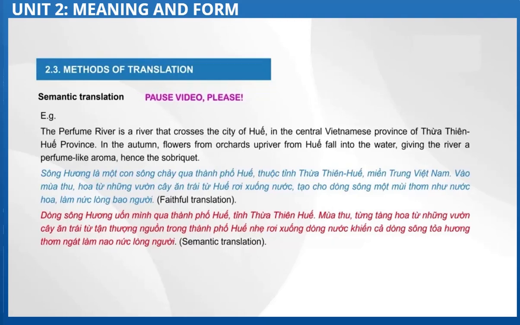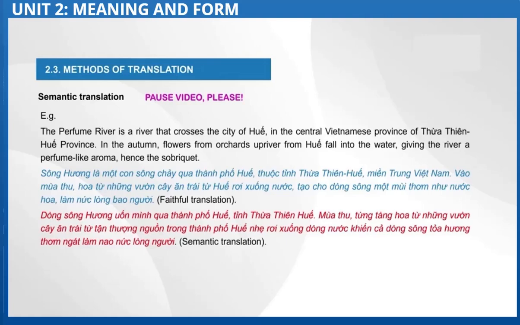To see the features of semantic translation clearly, and to compare it with the faithful translation, we have the following example. So, firstly, the source text is in English. Under it, we have the translation in faithful translation. You can see the features of faithful translation here. And finally, we have a semantic translation. You can see how it places emphasis on the aesthetic value of the text.